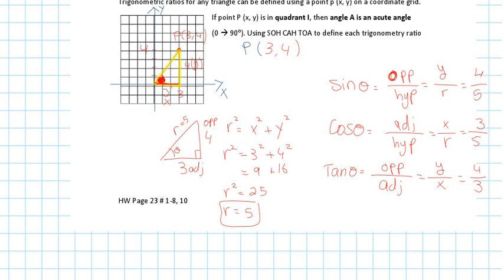I can actually look at my point, x and y, and go, okay, sine theta is y over r, so that's 4 over 5. Cosine theta is x over r, so 3 over 5. Without even drawing anything. So you can get used to these new formulas. Again, we noticed we got all positive answers for sine, cosine, and tan. Any questions about this?